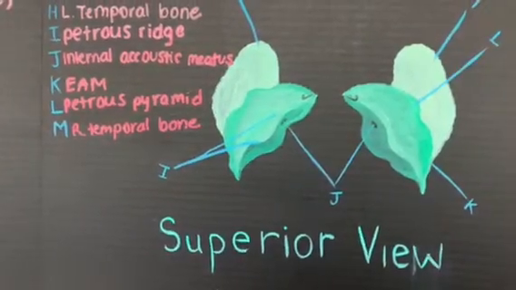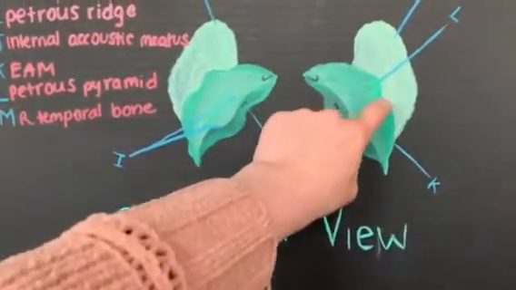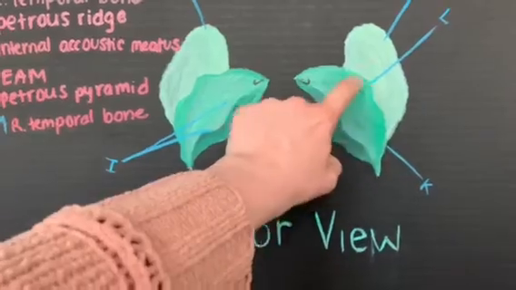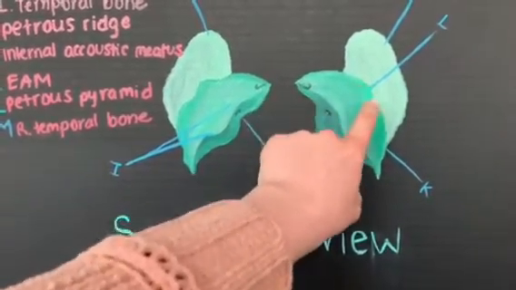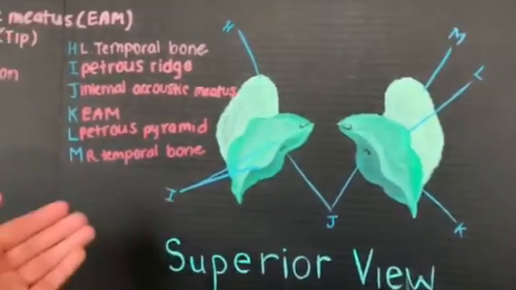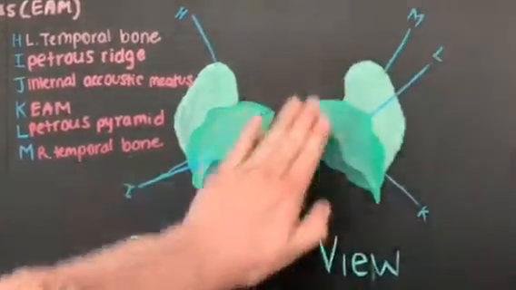And then we have the petrous pyramid here, and it kind of looks like a pyramid. I don't know where your imagination is at, guys, but that's how I remember that. And then of course, like I said in the beginning, the right temporal bone.